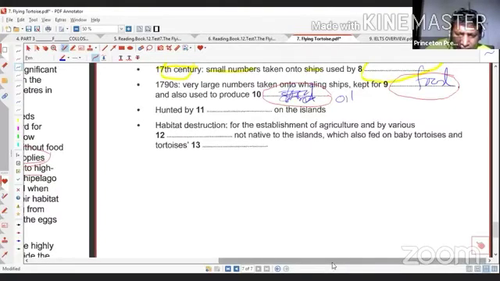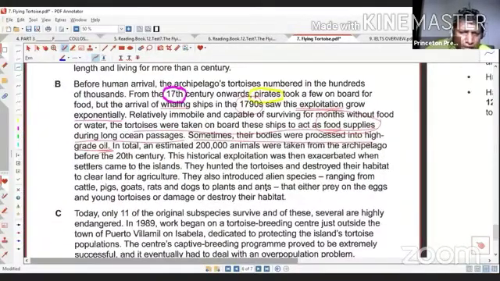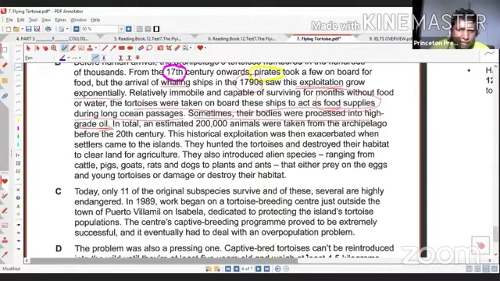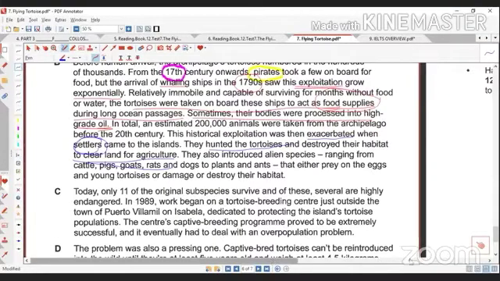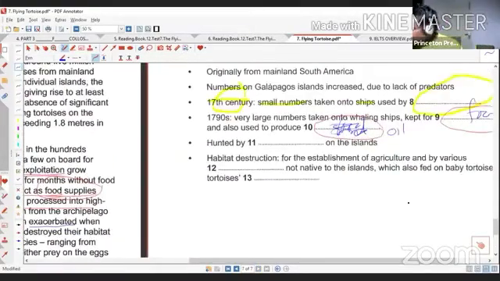So who hunted them on the island? Let's read it. Can you find it out? Who hunted them on the islands? Which animal or anything like that? Was this historical exploitation? What is this word? Exacerbated means? Any idea? This is a GRE word. It means it became worse, much worse. When settlers came to the island, humans, what did they do? They hunted the tortoise and destroyed their habitat to clear for agriculture. Then who killed them? Settlers. Okay, we are looking for which one?